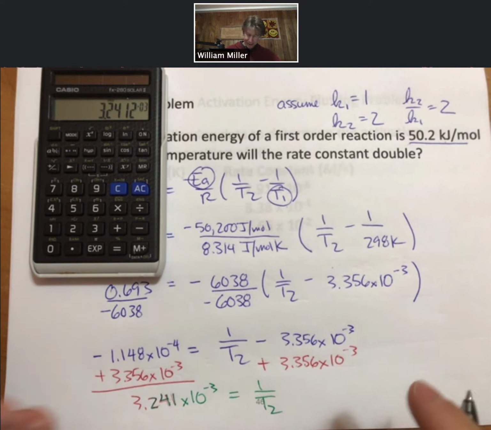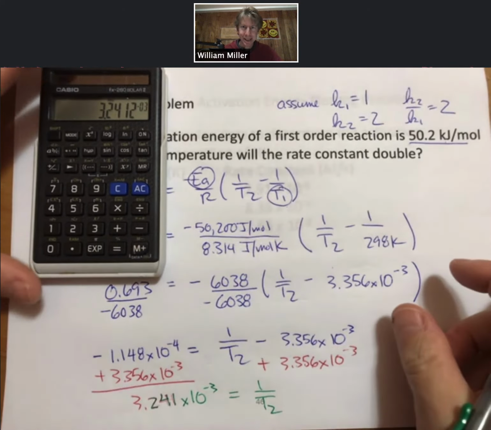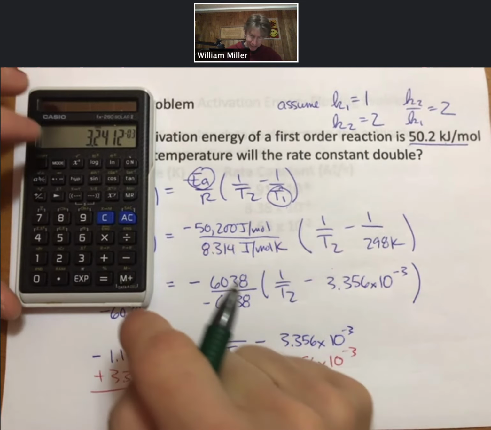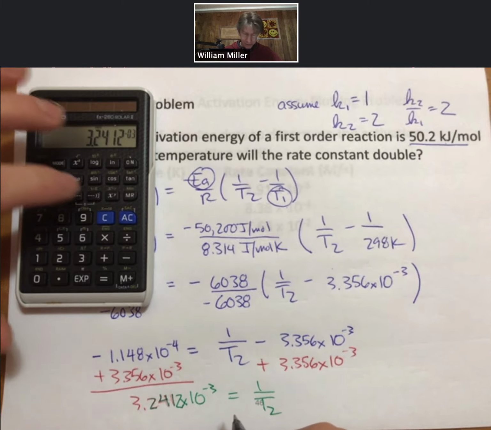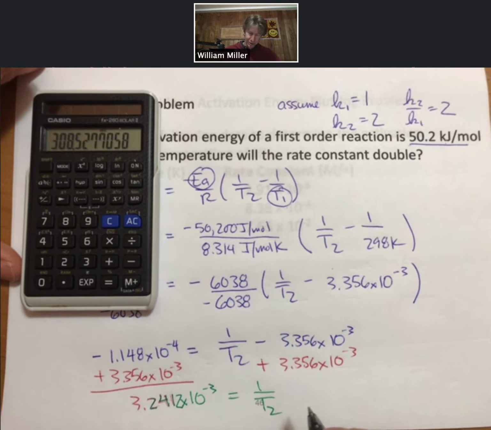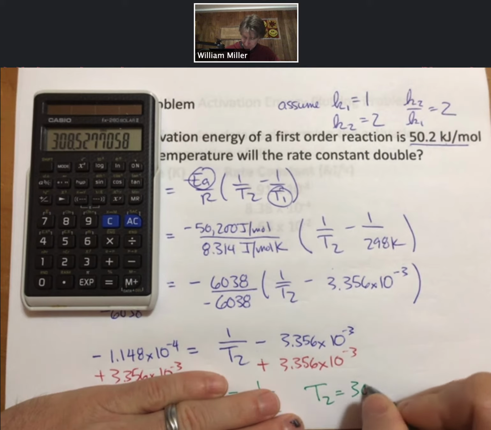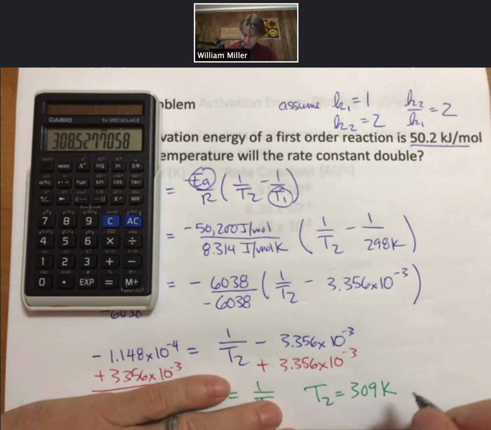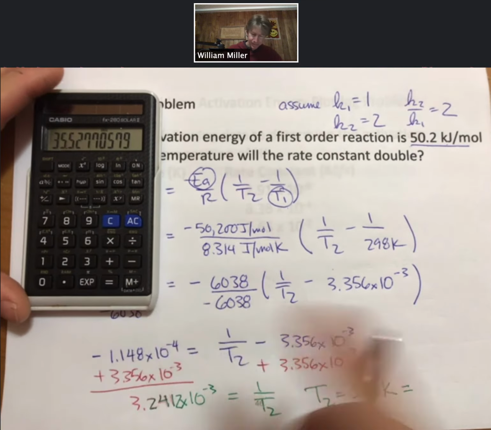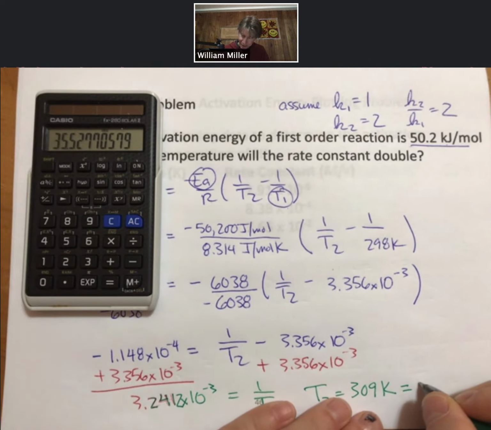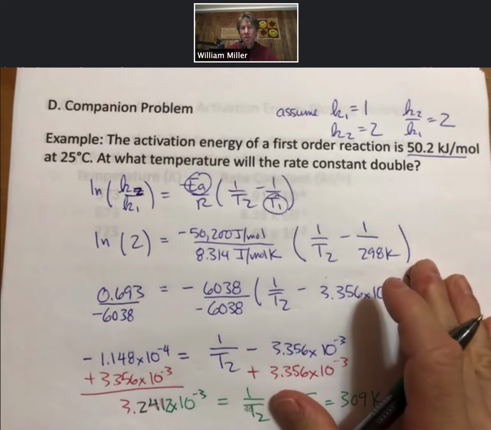Then I can reciprocate that, and I'll just leave it like it is this time. Living dangerously, right? And then I will, so I'll write that 2 down there, not that dangerously. And then I will do 1 over. And my temperature turns out to be, to 3 sig figs, T2 equals 309 Kelvin, which equals in degrees Celsius minus 273, I get 36 degrees Celsius.